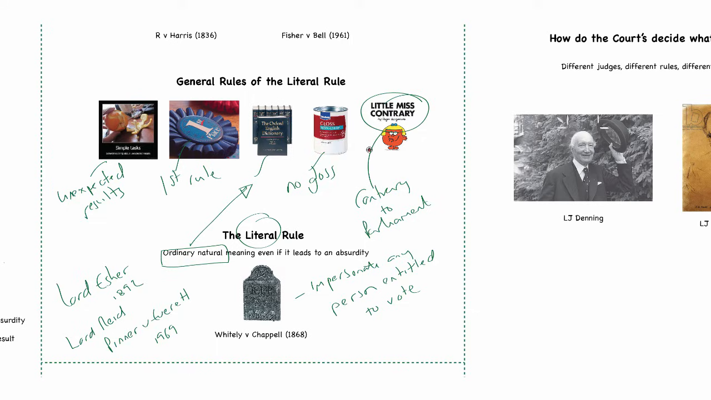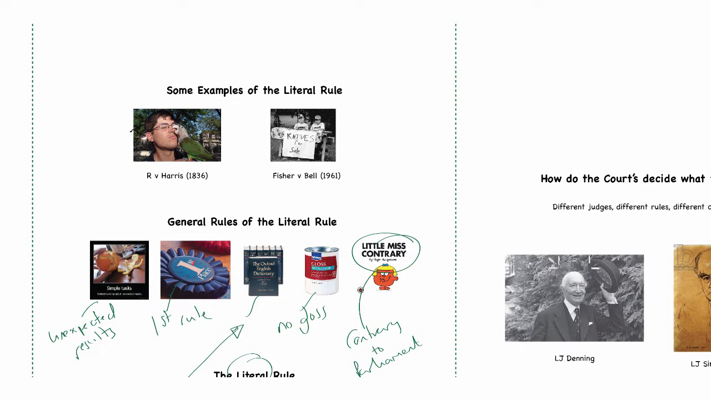All right, so let's have a look at a couple of cases in which that is demonstrated. In R versus Harris in 1836, the defendant bit off the victim's nose in a fight. The statute made it an offence to stab, cut, or wound. That's what the statute said. The court held that under the literal rule, the act of biting did not come within the meaning of stab, cut, or wound, as these words implied an instrument had to be used. Therefore, the defendant's conviction was quashed, not guilty.